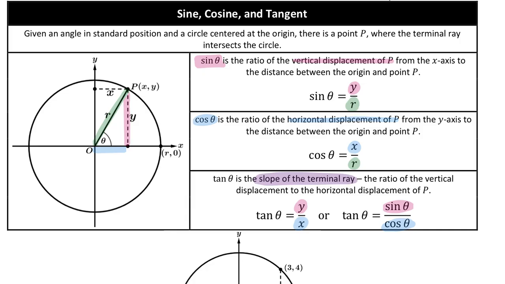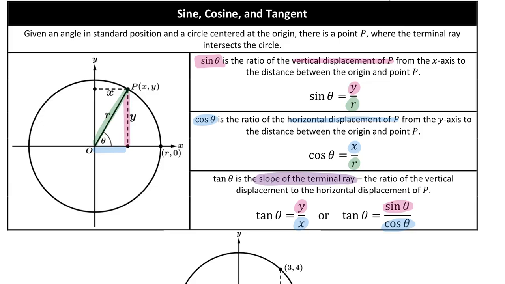So we have these three definitions for sine, cosine, and tangent. Tangent has two definitions, but you get it. These are going to be things that I need you to memorize because sine, cosine, and tangent are the basis of all trigonometry that we will do in this class.